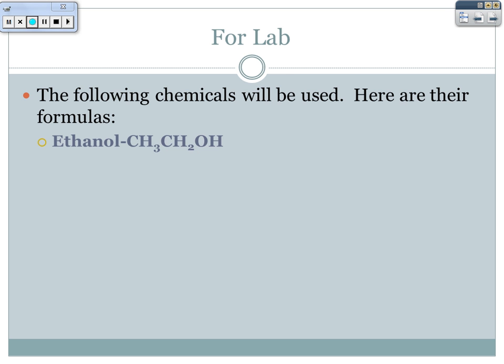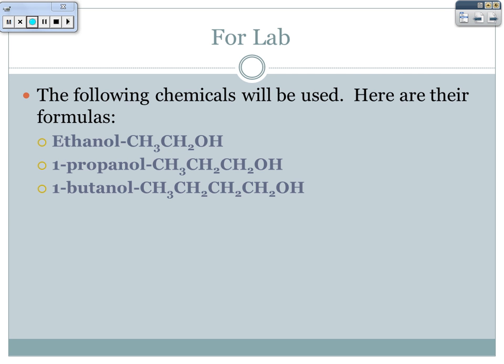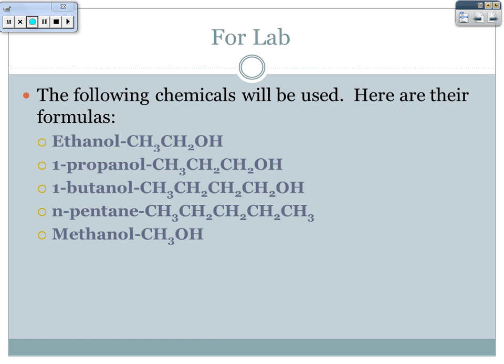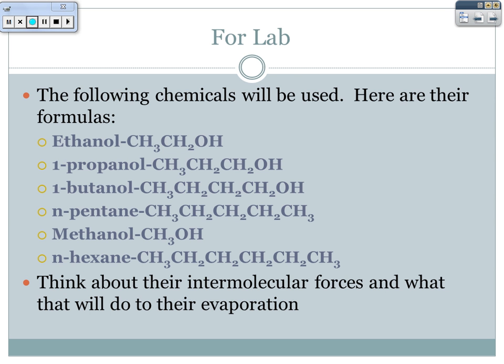Ethanol, which is CH3CH2OH, propanol, CH3CH2CH2OH, butanol, CH3CH2CH2CH2OH, N-pentane, CH3CH2CH2CH2CH3, and methanol, CH3OH. Oh, I'm sorry, and N-hexane, CH3CH2CH2CH2CH2CH2CH3. And so I want you to think about their intermolecular forces present and what that's going to do to their evaporation.